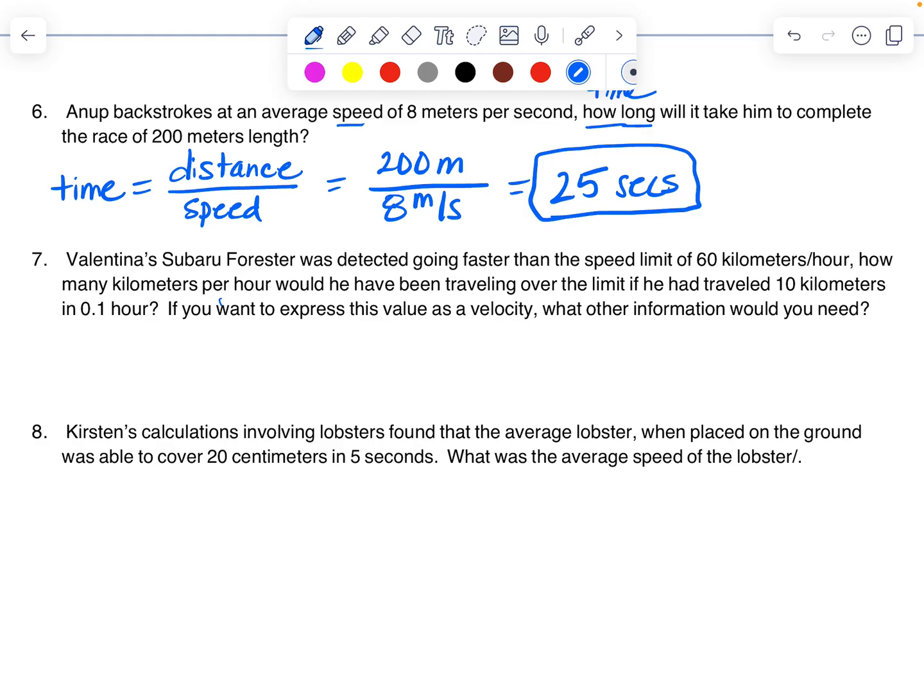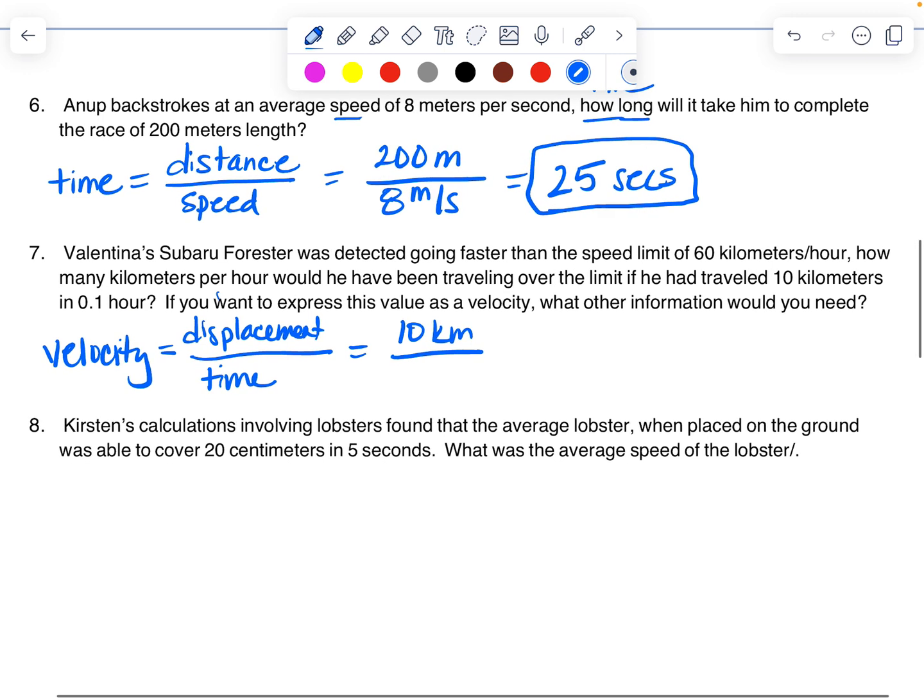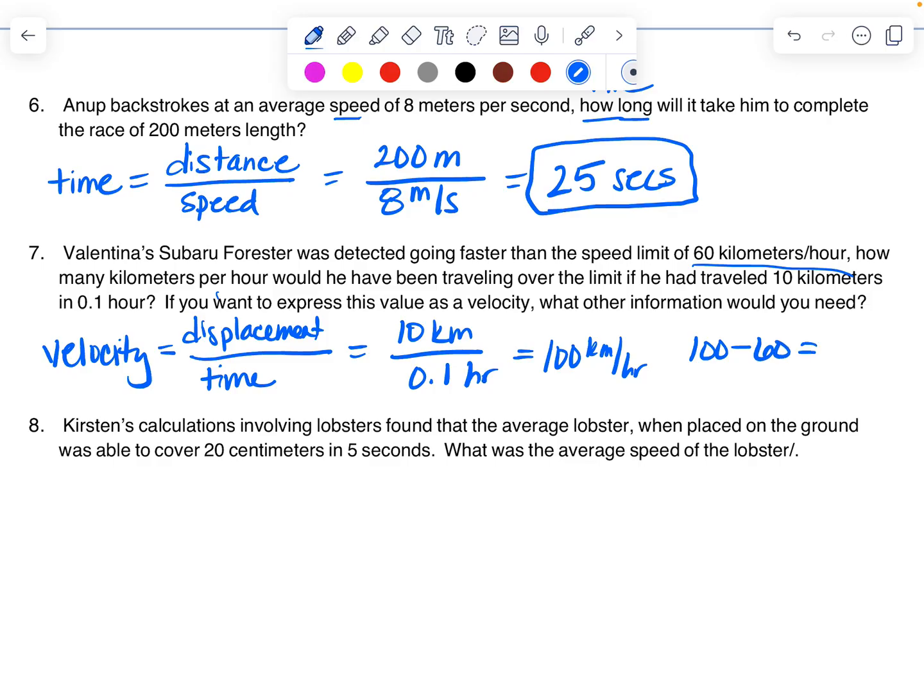So we're looking for velocity. And there's two parts to this one, but we'll do this first. And that is our displacement divided by time. And his displacement was 10 kilometers. And he traveled that in 0.1 hour. So when you divide that, he was traveling at 100 kilometers per hour. Well, if the speed limit was 60, he was going 40 kilometers per hour over the speed limit.